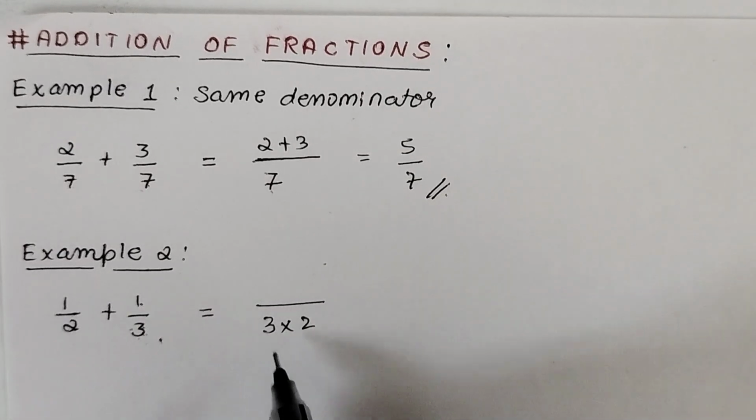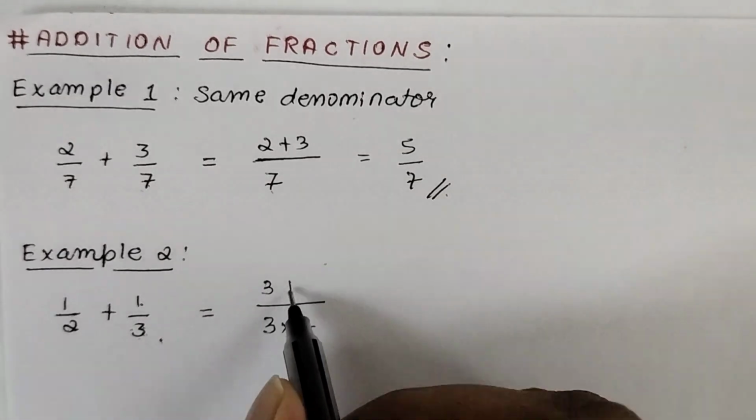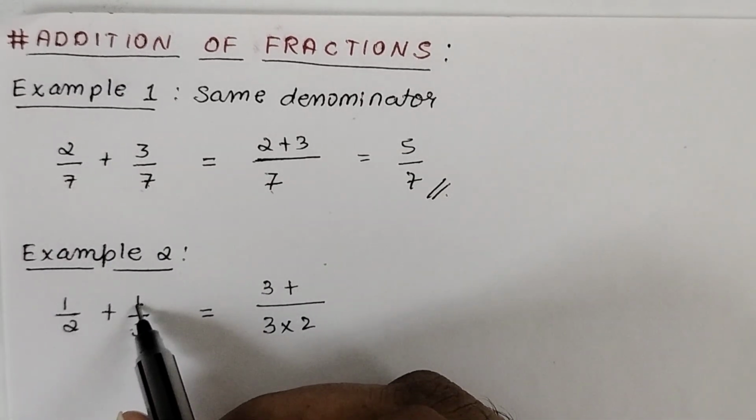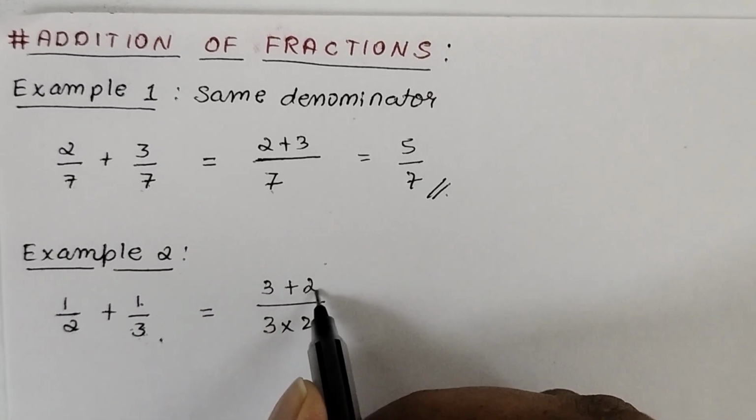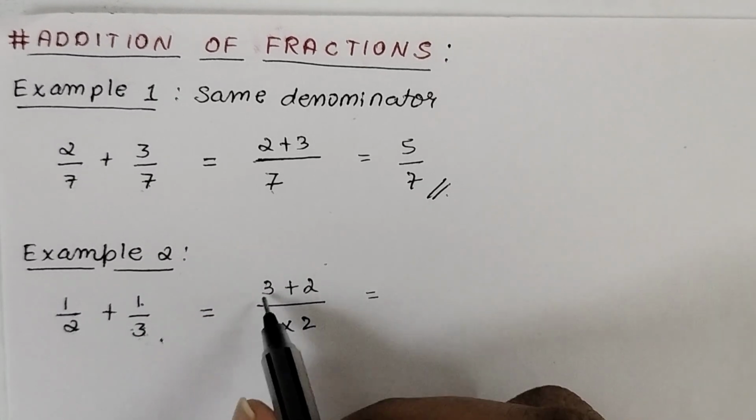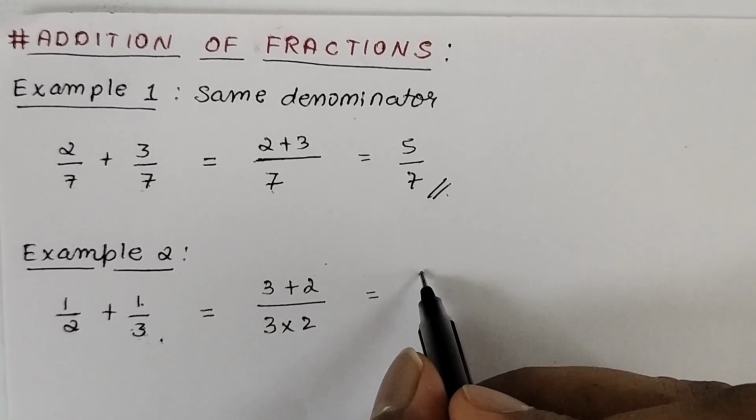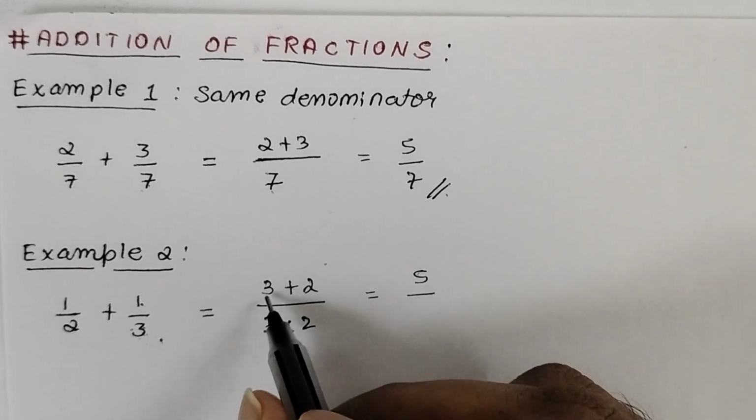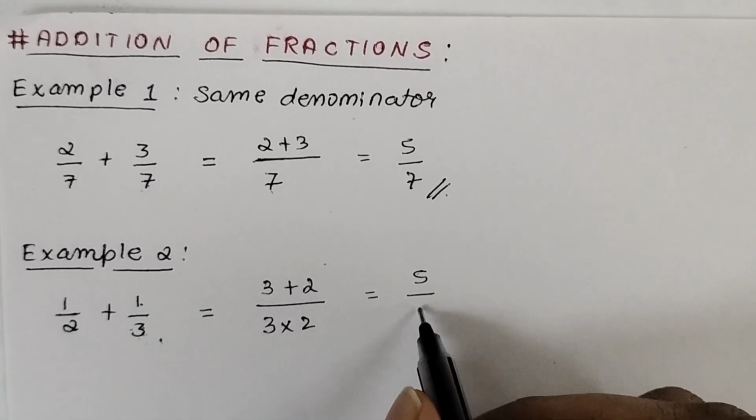When you multiply here, you get 3, plus when you multiply it with here, you get 2. When you add these two things, you will get 5: 3 plus 2 is 5, and 3 2s are 6.